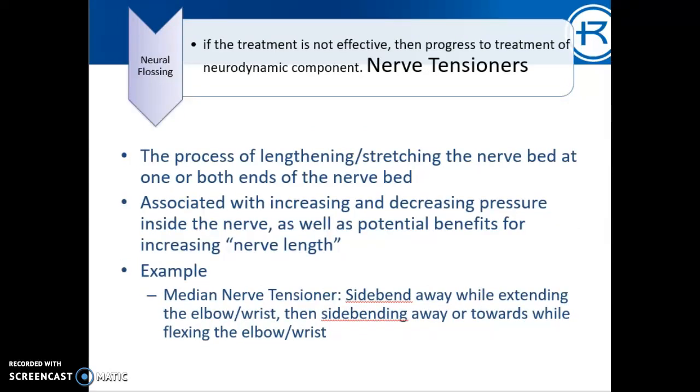The nerve tensioners is another route to go with neural flossing, and this is a process of lengthening or stretching the nerve bed at one or both ends of the nerve bed. So this is associated with increasing and decreasing pressure inside the nerve, as well as potential benefits for increasing the mobility, not necessarily nerve length, but the mobility. So an example of that would be to side bend away while extending the elbow and wrist, and then to side bend your neck towards while you flex the elbow and wrist.